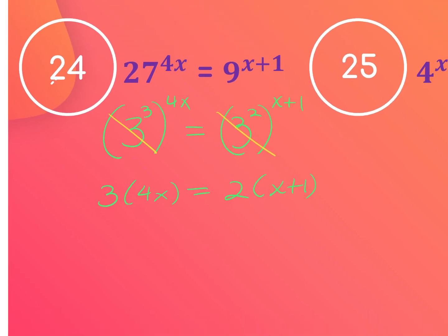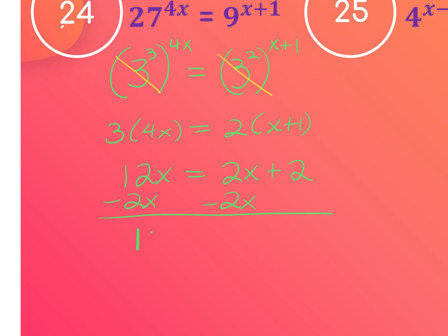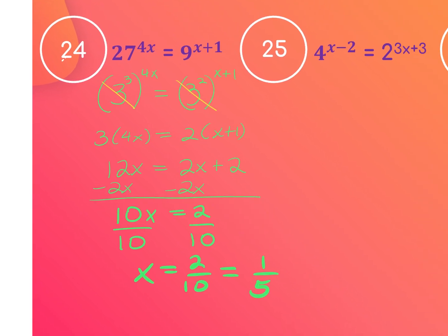So here I'm going to distribute and multiply. So 3 times 4x gives me 12x. Distribute the 2. 2 times x, 2 times 1. And now I need to get my like variables together. So I will subtract 2x from both sides. I get 10x equals 2. Divide both sides by 10. X is equal to 2/10. Simplify this fraction, divide them both by 2, and I get 1/5. Just take your time, show the work.